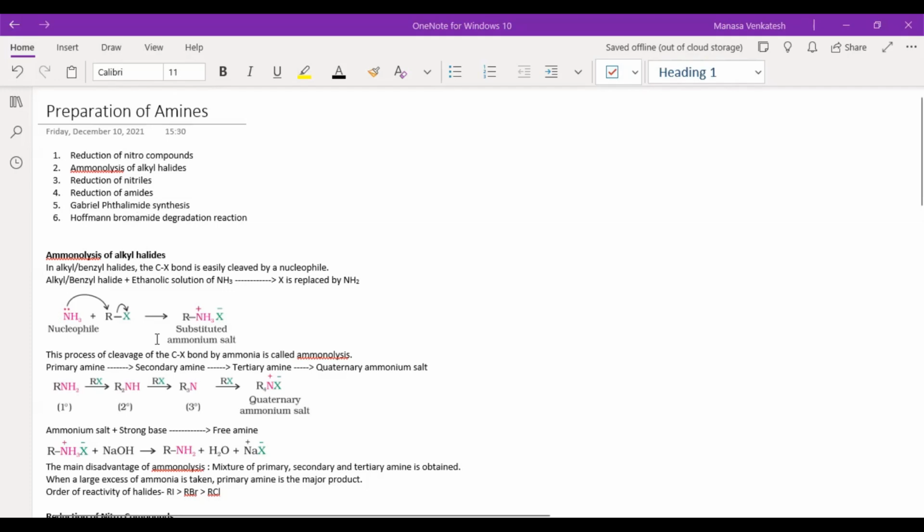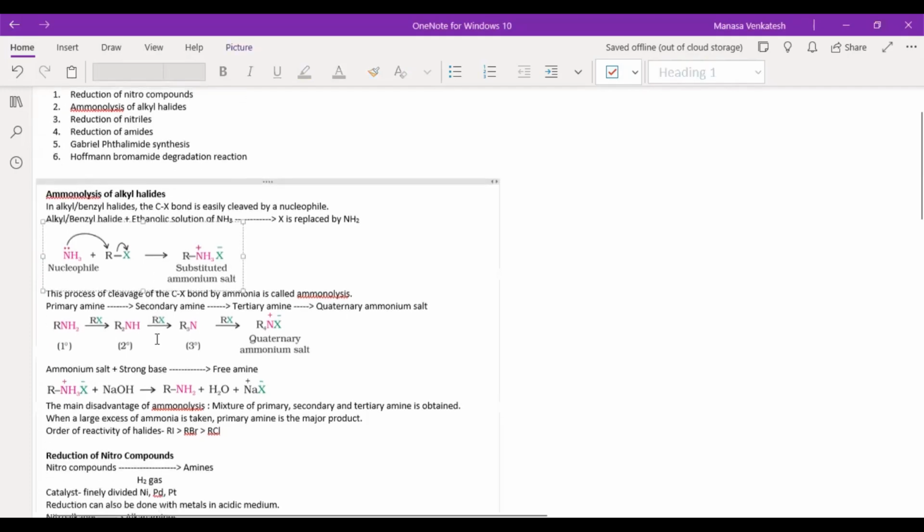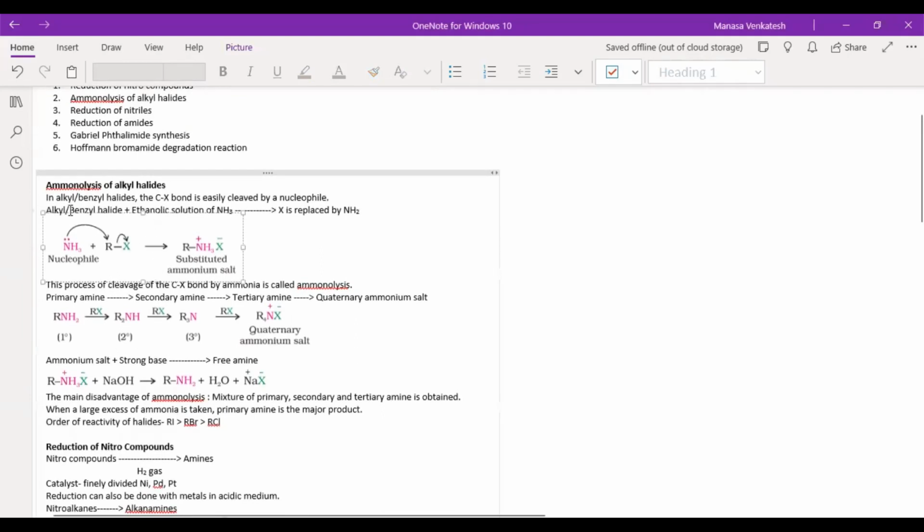So let's begin with ammonolysis of alkyl halides. Here what happens is an alkyl or a benzyl halide is going to react with ethanolic solution of NH3, that is ammonia, where the halide group is going to get replaced by the NH2. And this process of cleavage of the C-X bond is called ammonolysis.